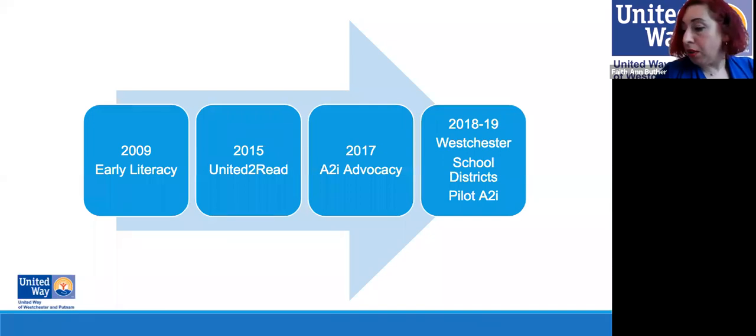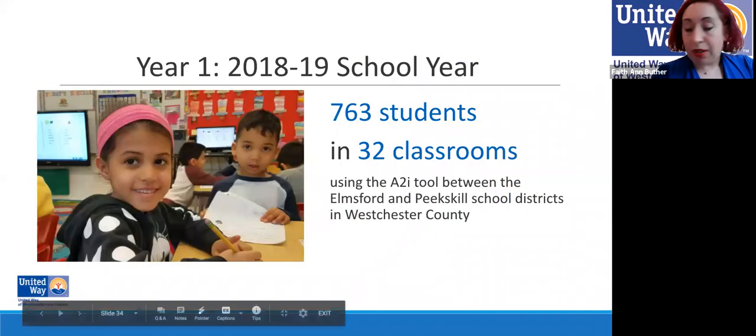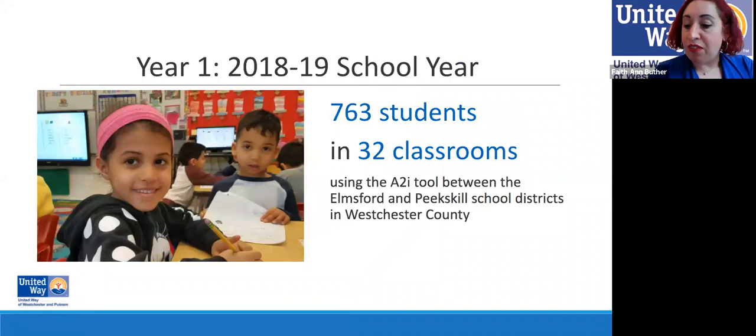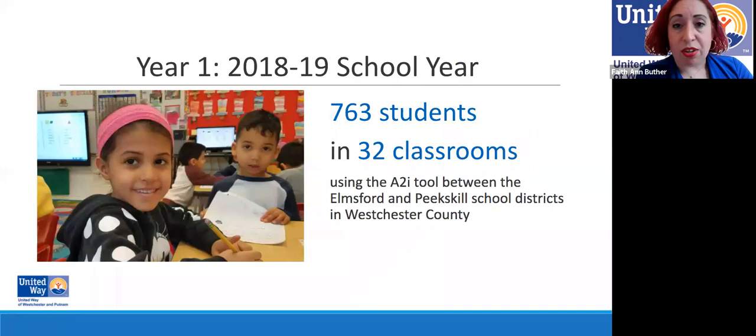They started their first school year last year, which was the 18-19 school year. So, just so we can go a little bit more about our first year of the study: we had 763 students in 32 classrooms. Now, to understand these schools, because again, Westchester is one of the most affluent counties in the United States, but the reality is for the Elmsford School District, 80% of the students are minority and 38% of them are economically disadvantaged, and they only had a 38% reading proficiency level. In the Peekskill School District, they had a 92% minority level and 74% economically disadvantaged, and they only had like a 30% reading proficiency level.